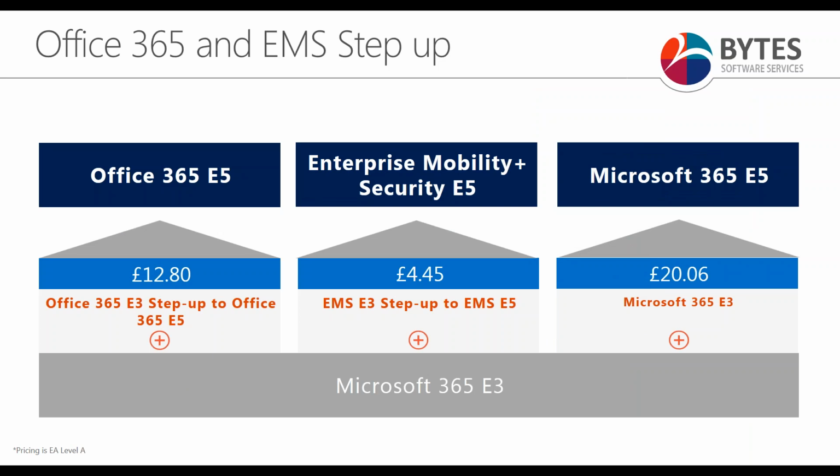Now, we've looked at Step Up for EMS earlier, but if you have Microsoft 365 E3 at the moment and you're looking to use those features such as Cloud App Security and all the advanced security features of EMS, you could purchase a Step Up from Microsoft 365 E3 to just the EMS components. Or if you're looking at advanced features of Office 365, you can do that as well, and for Windows as well. And of course, if you're looking to use all of those E5 features, then you can go from Microsoft 365 E3 to Microsoft 365 E5 and just pay for the difference between the E3 and the E5 suites.